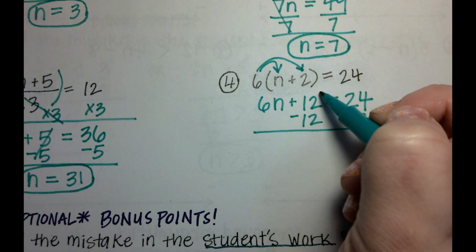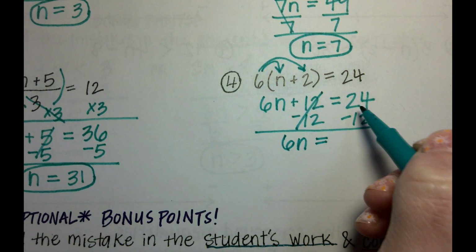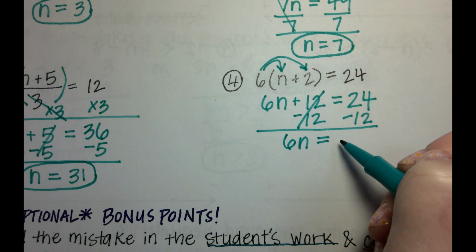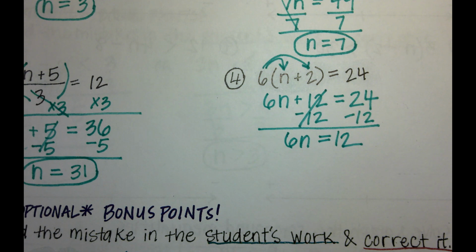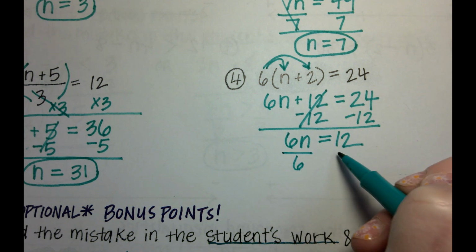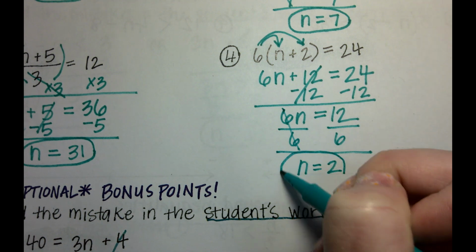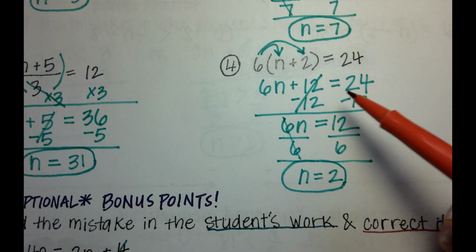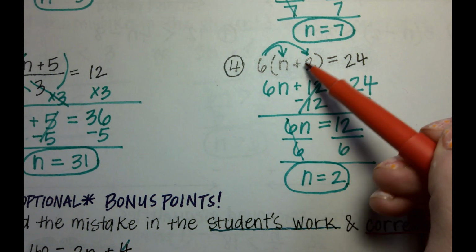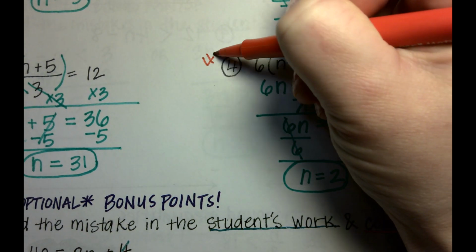Okay, so now we're here. We subtracted 12 from both sides. So I'm going to bring down my 6n equals 24 minus 12 is what? 12. Okay. Now I have 6 times n equals 12. What do I do next? Divide by 6. N equals 2. Very good. Let's see, we distributed, that's a step. We subtracted, that's a step. 3, 4. 4 points for number 4.